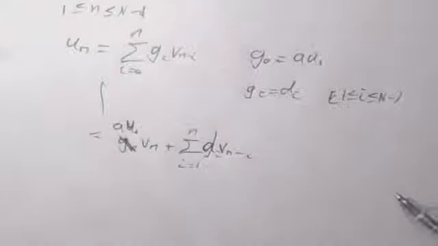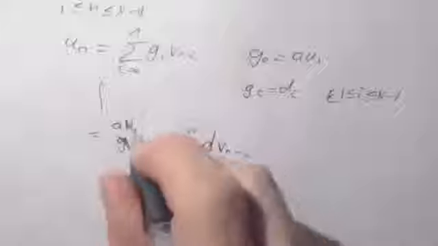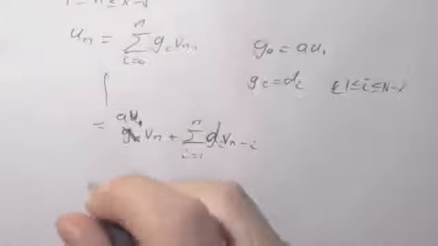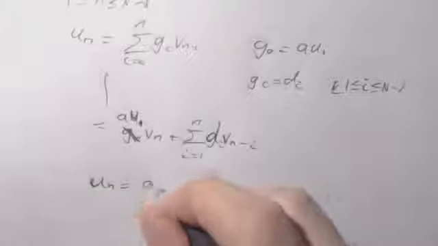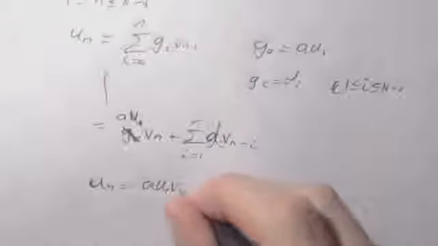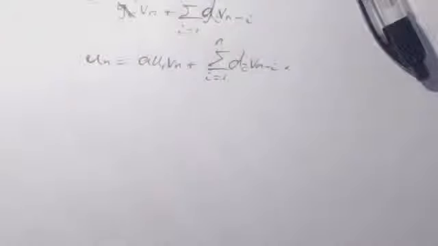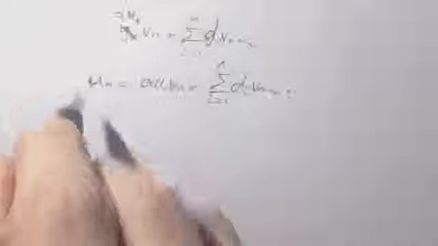So this here, once we know what u1 is, it's going to give us a formula for un. So un will be a u1 vn, I'll just write it out a little neatly, plus the sum from i equals 1 to n of di vn minus i. So now we've got un in this form here.